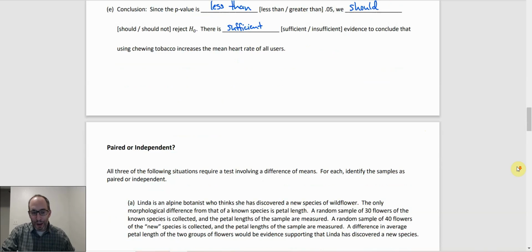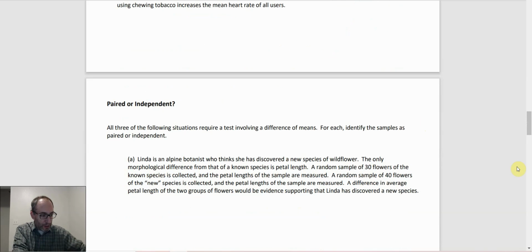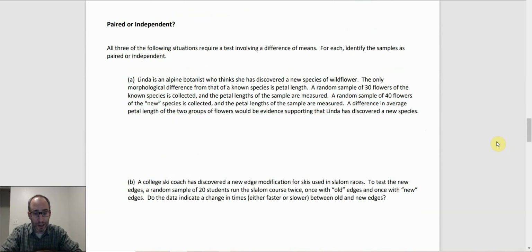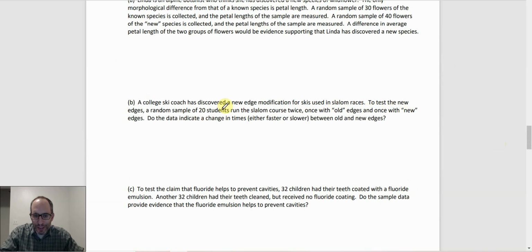All right. This is a big deal, this page. And like I said at the beginning, this might actually be the biggest thing, just figuring out if you have paired data or independent data. And that's what these examples are. All right, so we've got this one about the alpine botanist. We've got slalom races, like with new skis, like all the skiers use the old skis and then the new skis. And then we got this third one with a group of kids who get fluoride and a group that don't get fluoride.